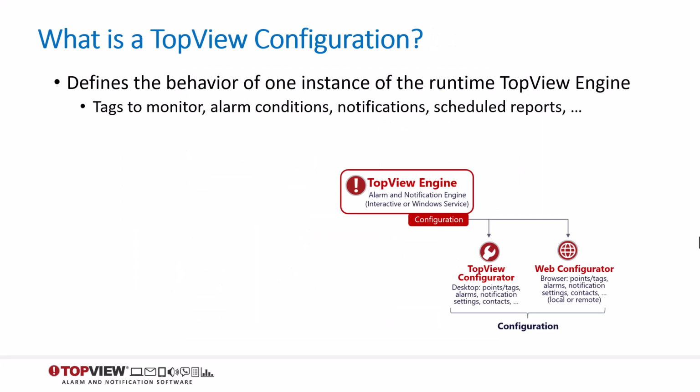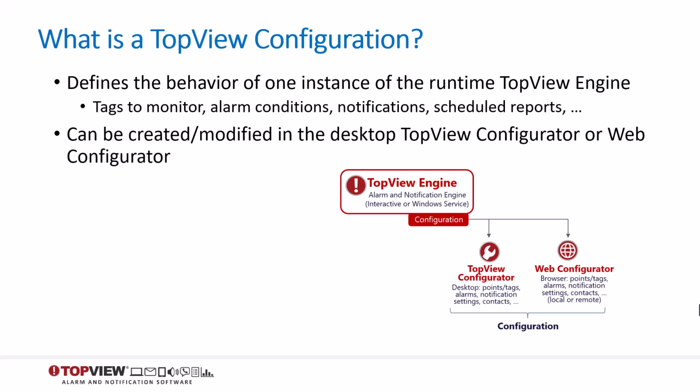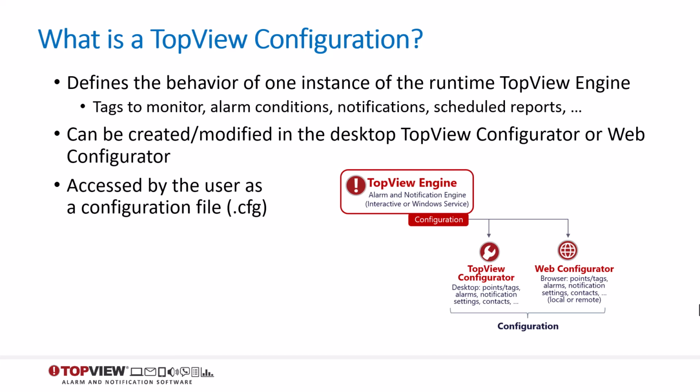Although many SCADA users will only run one instance of the TopView engine, we allow users to run multiple runtime engines. Each engine is a separate running process. Larger installations may want to group their alarms into smaller sets, and therefore separate engine processes that run independently of one another. This configuration can be viewed and edited by both the desktop configurator and the web configurator. The user sees this configuration as a single file with a CFG extension, although under the hood there are multiple files involved in the storage of the configuration settings.